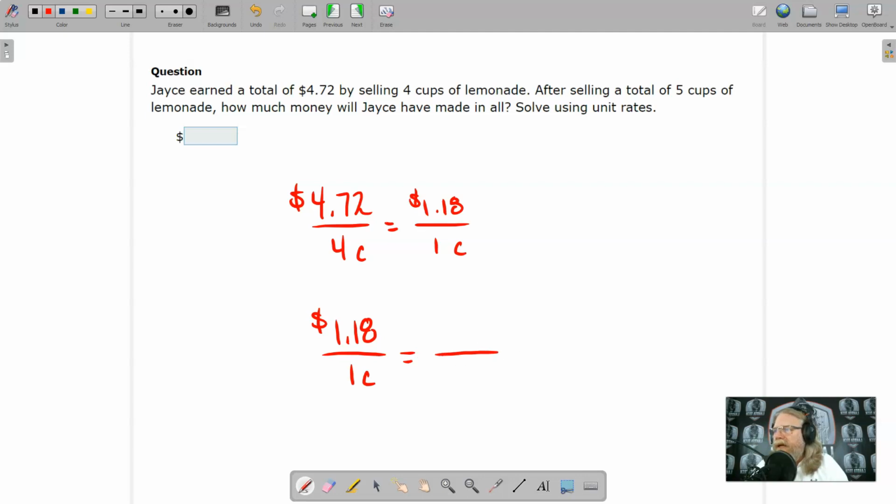So now the question is, how much is it for 5 cups? Well, 1 times what is 5, times 5. Dollars goes up here, so let's go ahead and multiply this by 5 as well. That should be, I think, $5.90. Let me check it out. I got 118 in there. Let's multiply that times 5. Yep, $5.90.